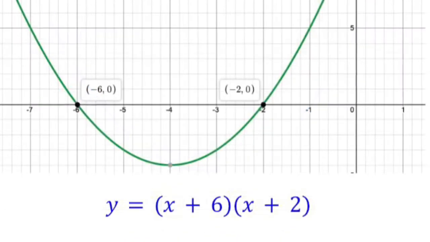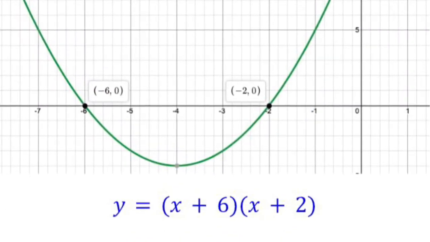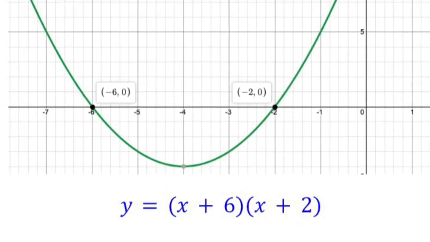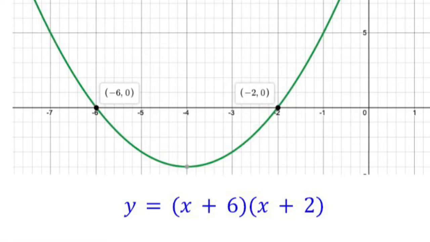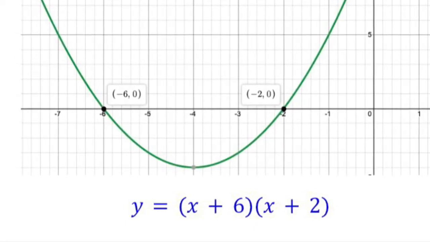Okay, a fourth. If I have y = (x + 6)(x + 2), in the equation, it's two positives, plus 6 and plus 2. And on the graph, it's two negatives, negative 6 and negative 2.